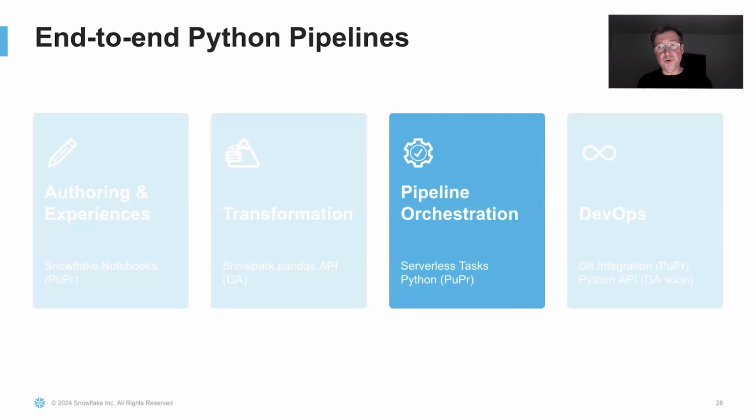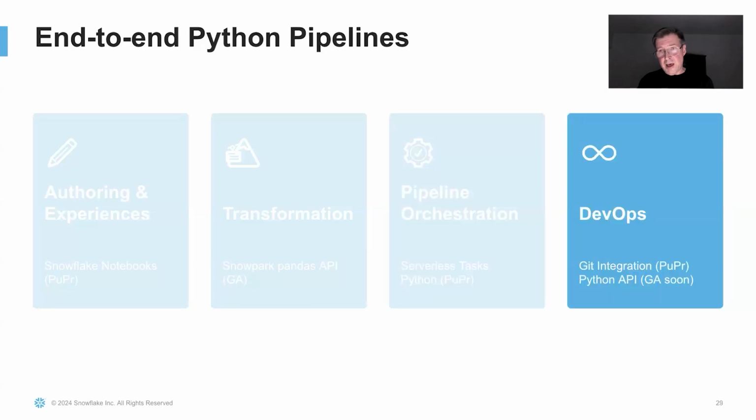We have then used the serverless task in order to orchestrate this pipeline we created, and we used Python to create this. By using the Python API, we didn't have to write any SQL in order to do that. And of course, we could have saved the notebook into Git using the Git integration. If you're interested in how to use that, you can look at the Snowflake documentation that describes how you can set this up.